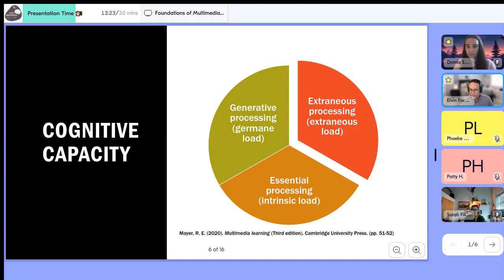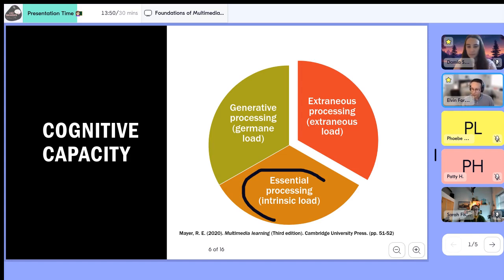And you have three types of things. You have extraneous load. So these are things that are unnecessary for you to learn what you need to learn. It's in red because we don't want that, right? If it's distracting to learning, it's taking away from the processing I need to actually be able to learn something.